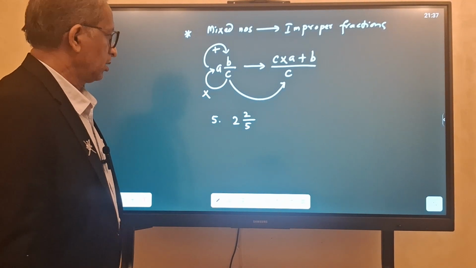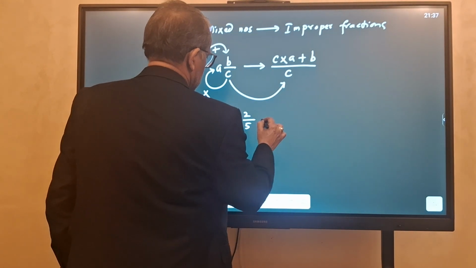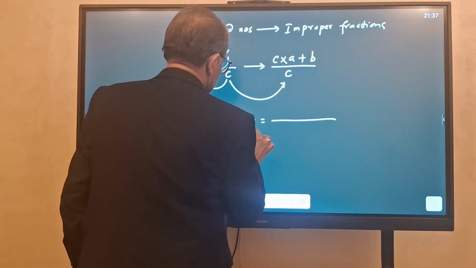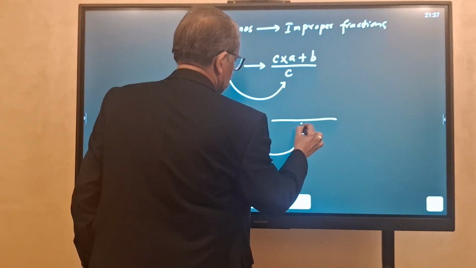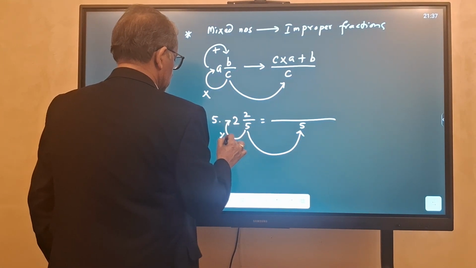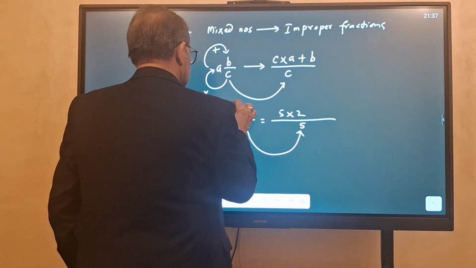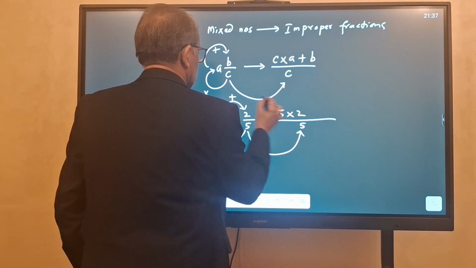How will we convert this? First, I'll bring 5 here. Then I will multiply these, that is 5 into 2. The result I will add with 2.